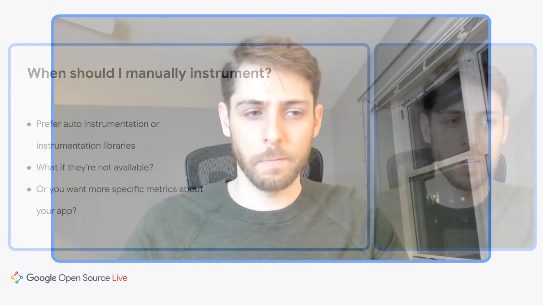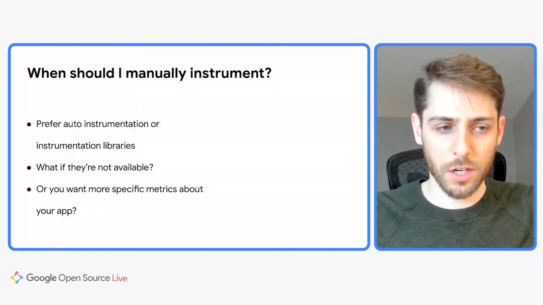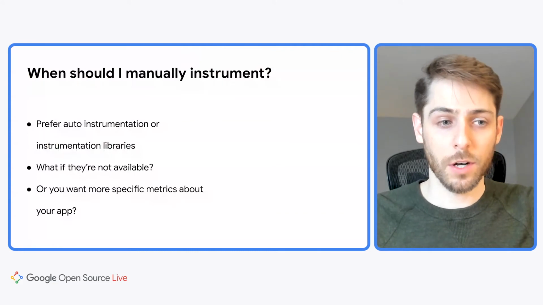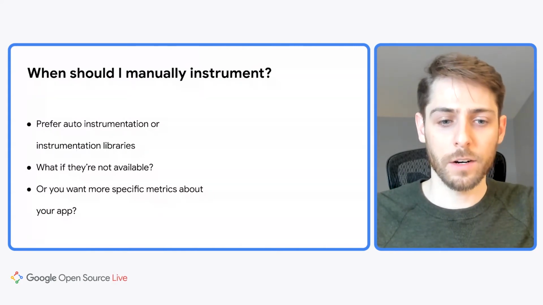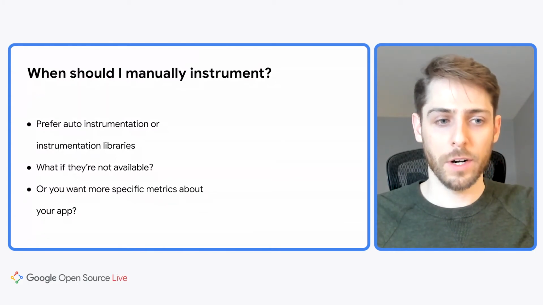Cool. So that was auto instrumentation, and let's talk about manual instrumentation for a bit. First, when should you manually instrument? In general, you should prefer to use auto instrumentation or instrumentation libraries. Instrumentation libraries are sort of like middlewares to generate metrics that don't require an agent or a startup script. So for example, you could use a Flask middleware or gRPC interceptors.